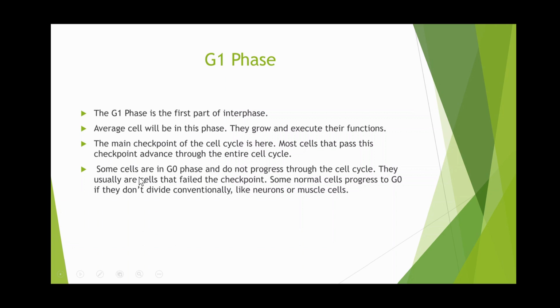Okay, so some cells are in G0 phase, and usually this is because they failed this checkpoint. So it may have evolved evolutionarily to prevent cells that may have become cancer cells or something like that from causing too many problems. But in addition, there are some regular cells like neurons or muscle cells that don't divide very often. So those cells are usually in G0 phase. They don't really participate in much of the cell cycle.